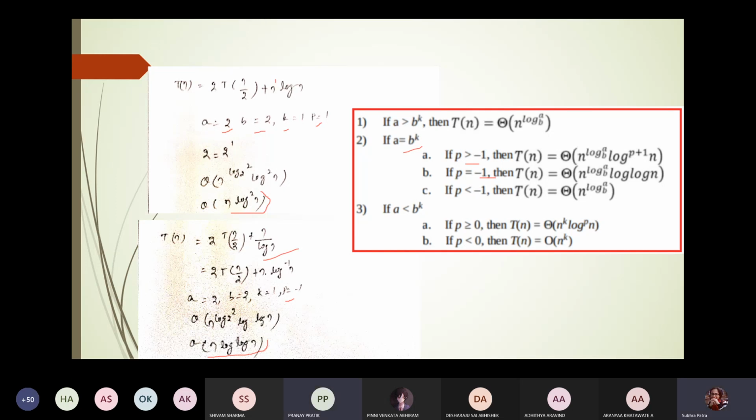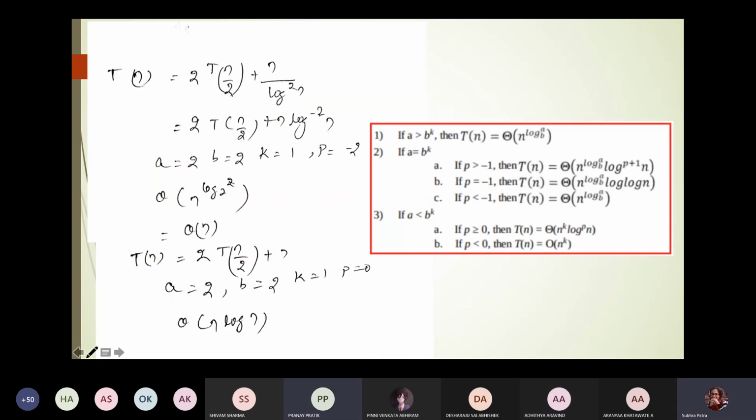So this is the formula for the second case. Is it clear? Yes, ma'am. Now we see another case. Here we have T(n) equal to 2T(n/2) plus n divided by log squared n. So you can take K equal to 1, P equal to minus 2, right? P equal to minus 2 means this condition would be applied. So theta of n raised to log A base B, n to the power log 2 base 2. That's why it has become simply theta of n, right?